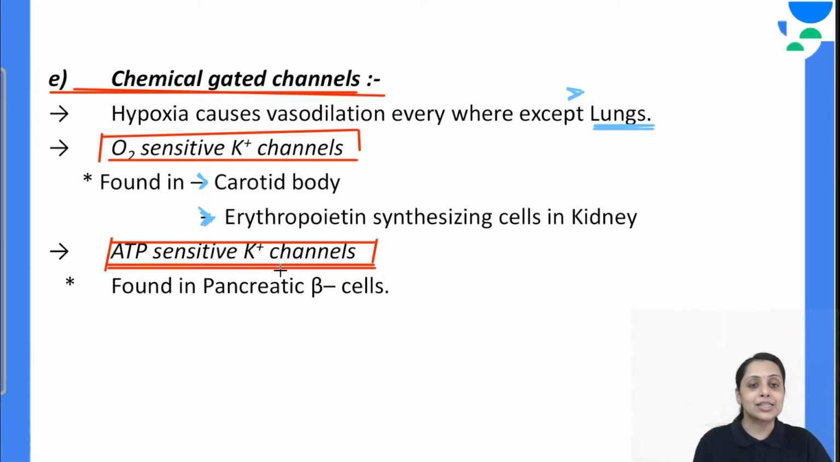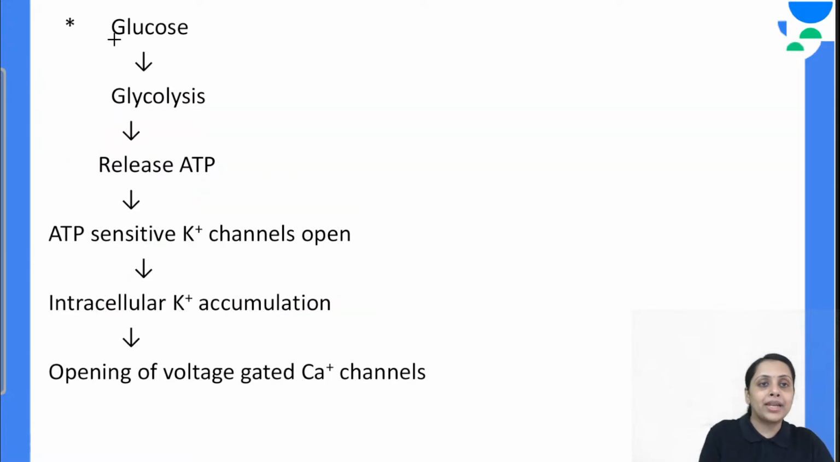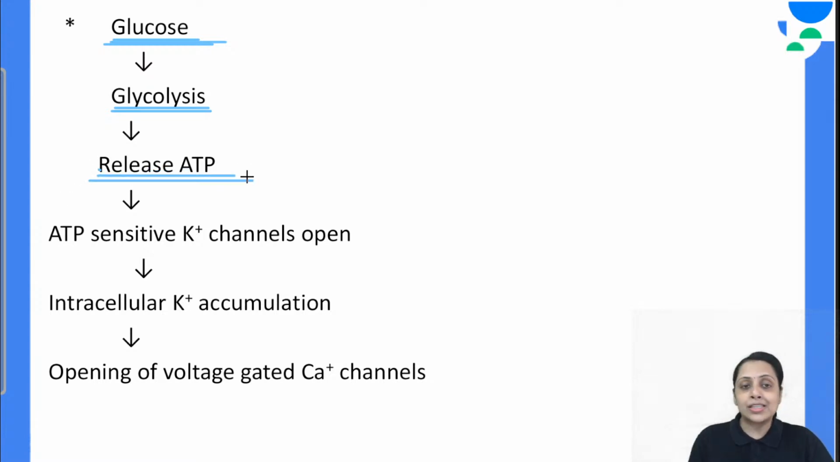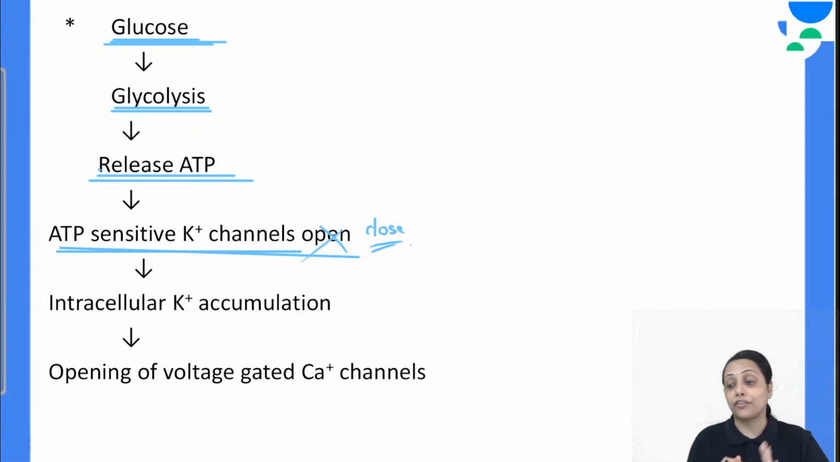Next is the ATP sensitive potassium channel. They are classically present in the pancreatic beta cell and they are responsible for insulin release from the pancreatic beta cell. How are they responsible? See, what happened? When glucose enters the pancreatic beta cell, glycolysis will occur, and due to glycolysis there will be the release of ATP, and in presence of this ATP the ATP sensitive potassium channel will get closed, not open up. Due to the closure of the ATP sensitive potassium channel, let me draw the diagram for all of you.